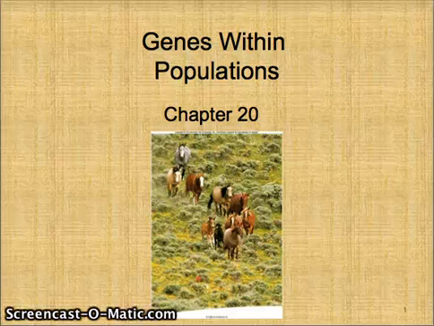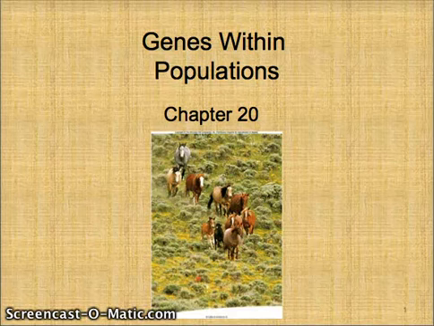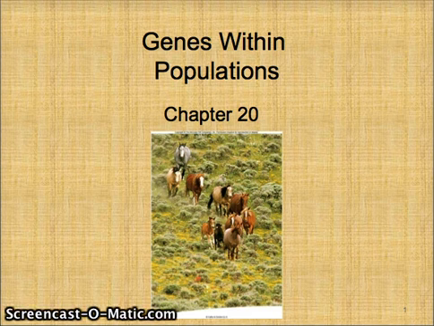This is Genes Within Populations, Chapter 20. I'll also be calling it the Evolution chapter. We will not be doing all the slides in this lecture. We'll be splitting up into 3 different smaller lectures.